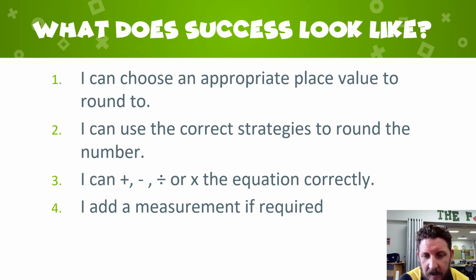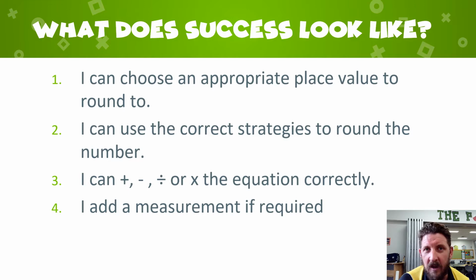So the first thing that we need to do is make sure that we choose the right place value. There's no point rounding to tens if we're all the way up in the thousands. We want to find something that can be mentally added, subtracted, multiplied or divided quickly. Second thing is that we know how to use our rounding strategies. We learnt those in another lesson, so you can check out the other video about rounding strategies if you're unsure.